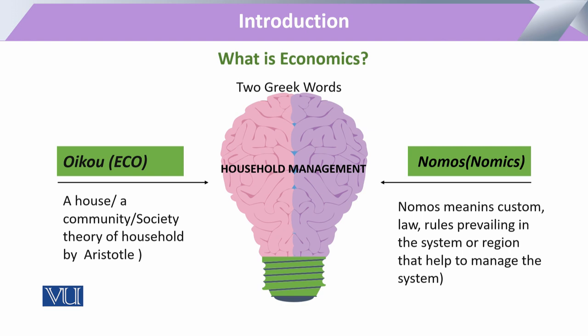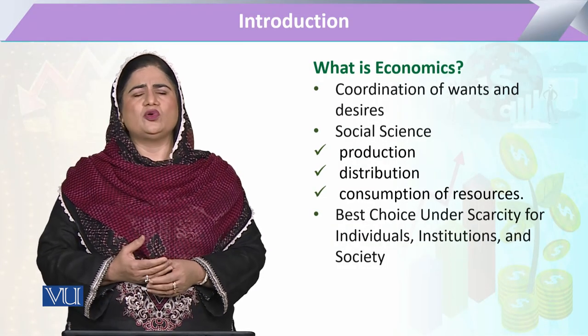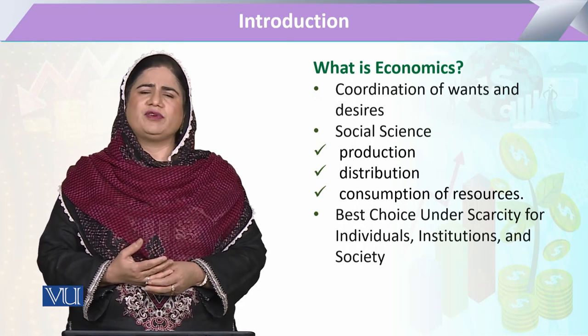So when we combine these two things, it becomes the house and the rules and the laws. Overall, it means all the rules and the norms by which a household is being managed. So in a broader aspect, eco became not only the house, it was broadened to society or to the other parts of the economy. So over time, this household management took different shapes.